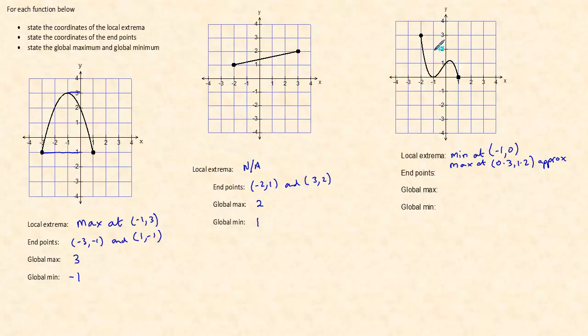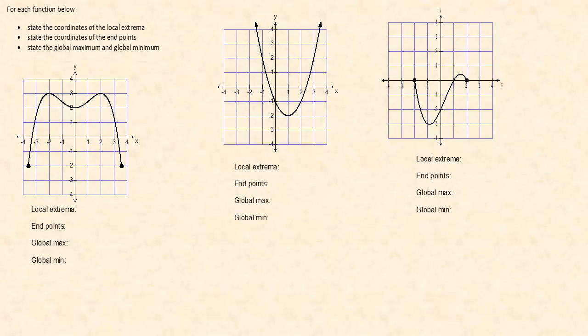Now our endpoints we can be more definite about. -2, 3, and the other endpoint is at 1, 0. So the global maximum is going to be 3, and the global minimum is going to be 0. We have 3 more functions.